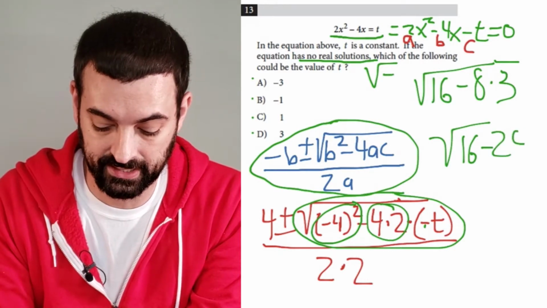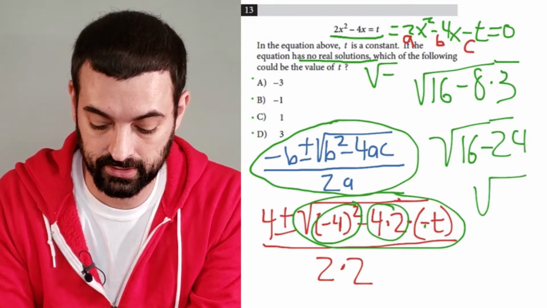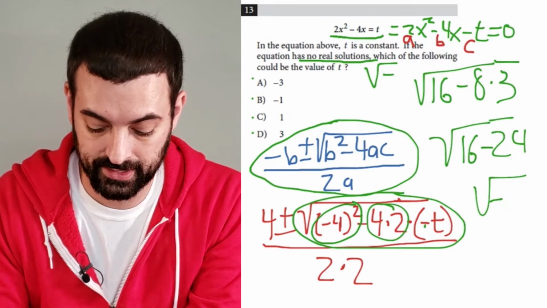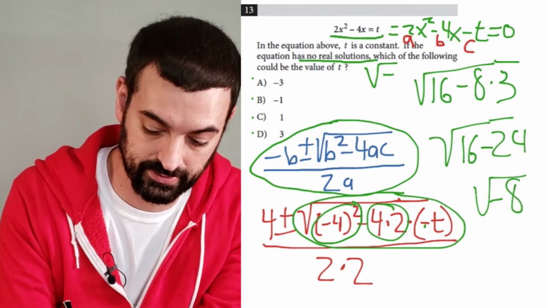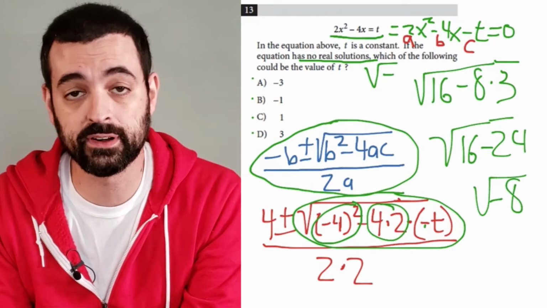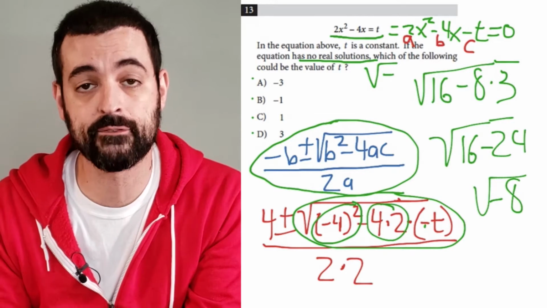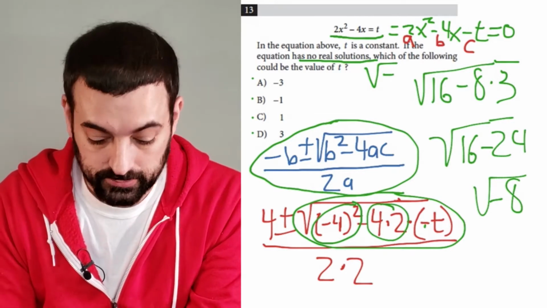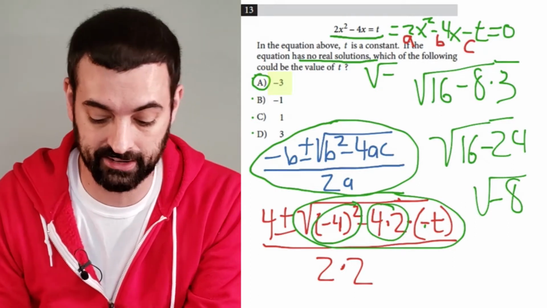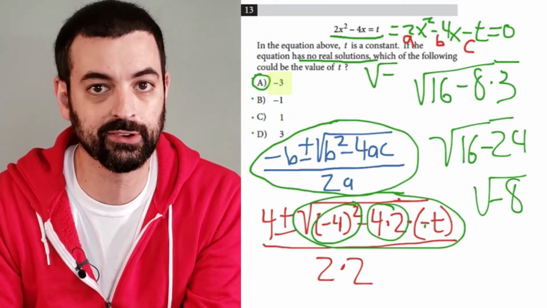We get 16 minus 24, which is a square root of negative 8. Negative under the radical sign, that's enough for us to move on. We don't need to go any further. A is our answer.